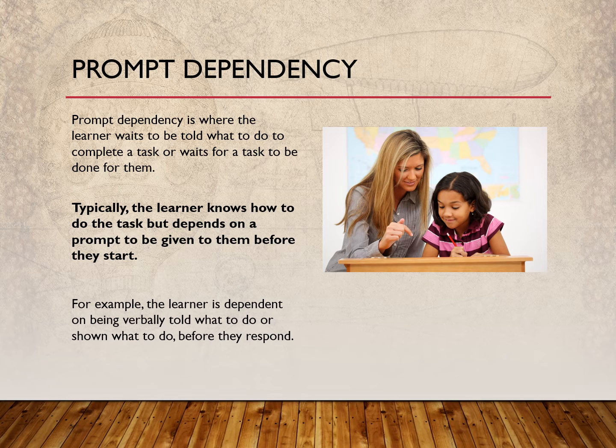So, for example, if a learner is prompt dependent on being verbally told to do every step, they will not do any of the steps until the instructor tells them each step. So, go get your book bag, put your book bag on, line up to go to the bus. So each one of these behaviors, the student knows the routine, but they will wait until they receive the verbal prompt.